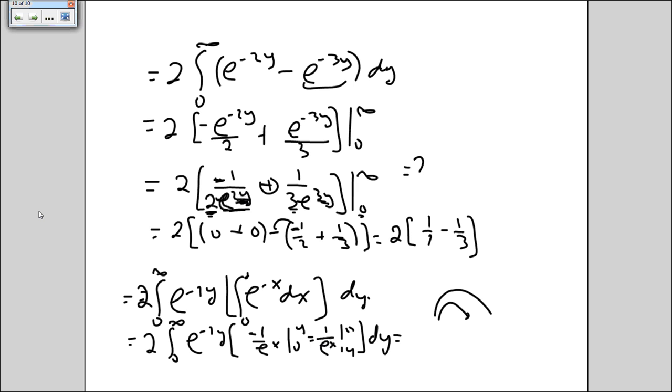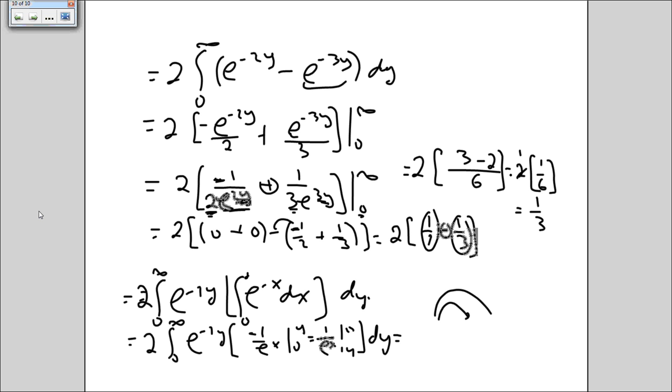Working up, please. The common denominator will be 6. I multiply top and bottom by 3. I get 3 over 6. Minus. I multiply top and bottom by 2. I get 2 over 6. So I have 2 times 1 over 6, which is 1/3. 2 goes into both of those numbers 1 and 3 times. 1/3. Okay.